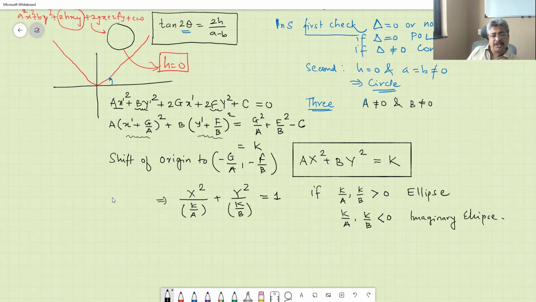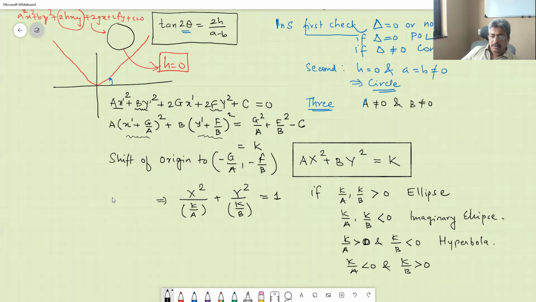Because you are talking about summation of two squares equal to -1. So we have not discussed this because it is not real in front of us. Okay. Now if k by a is positive and k by b is negative, it is a hyperbola. And if k by a is negative and k by b is positive, we call it a conjugate hyperbola.